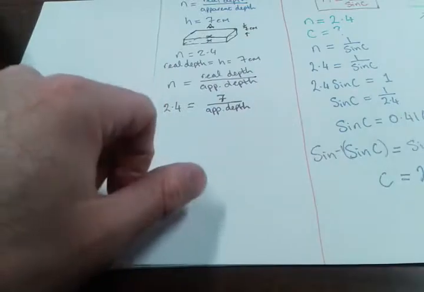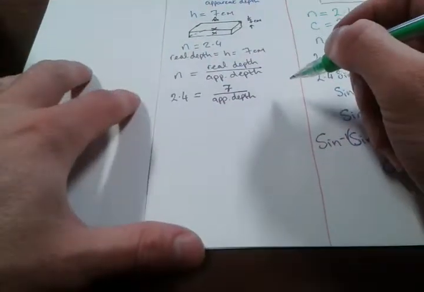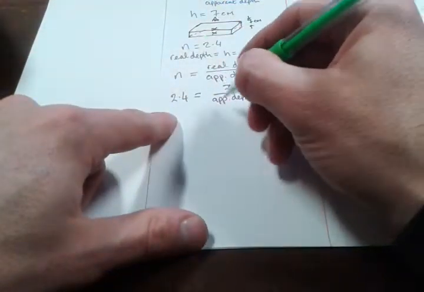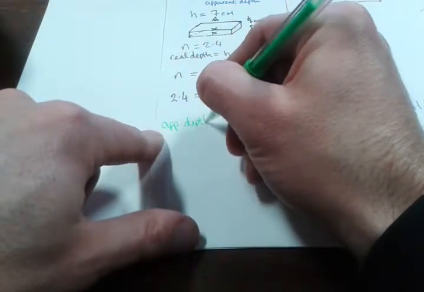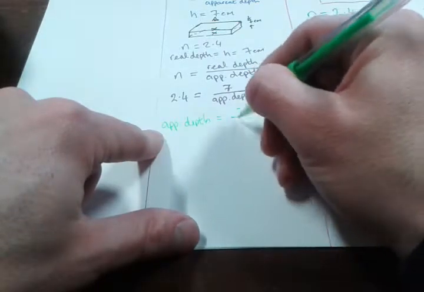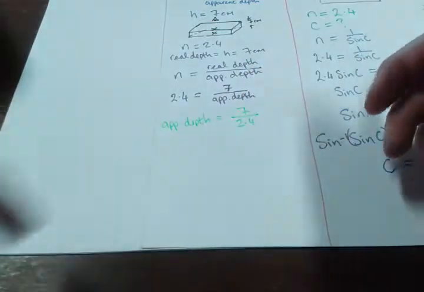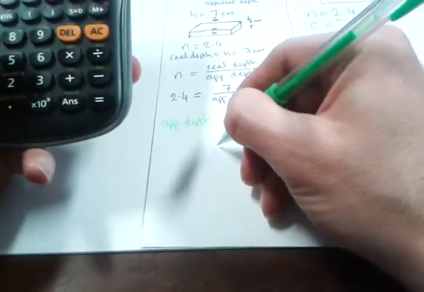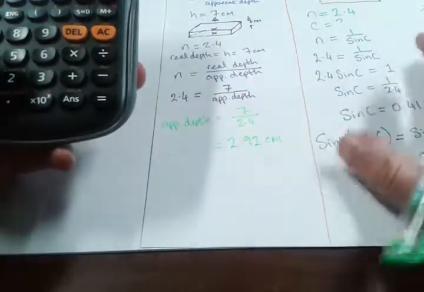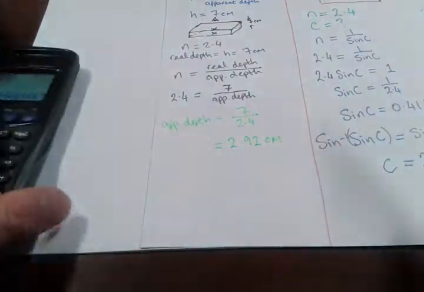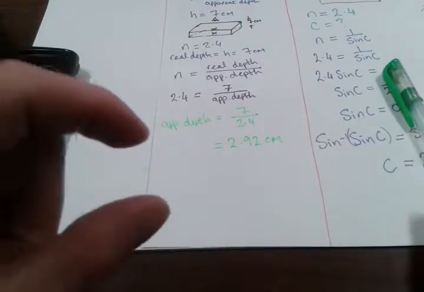And now we have to find the apparent depth. So if we juggle this formula a little bit, we'll end up with apparent depth is equal to 7 over 2.4. So the apparent depth would be 7 divided by 2.4. And we get a value of 2.92 centimeters.